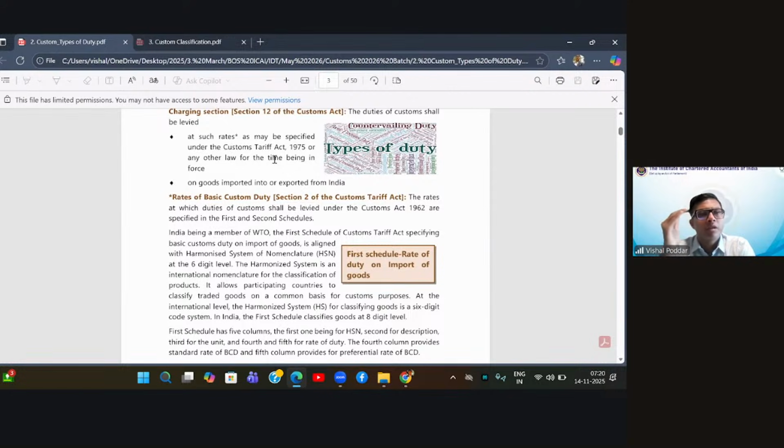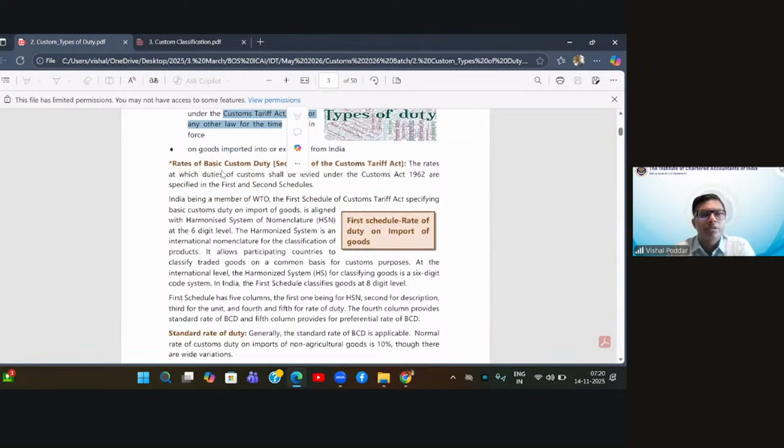Using customs, you are levying other taxes also, like GST, compensation cess, earlier excise, VAT. So for respective rates, you have to go to the respective acts. That is why it is saying "or any other law for the time being in force". So the Customs Tariff Act, or any other law where the respective rates are given.